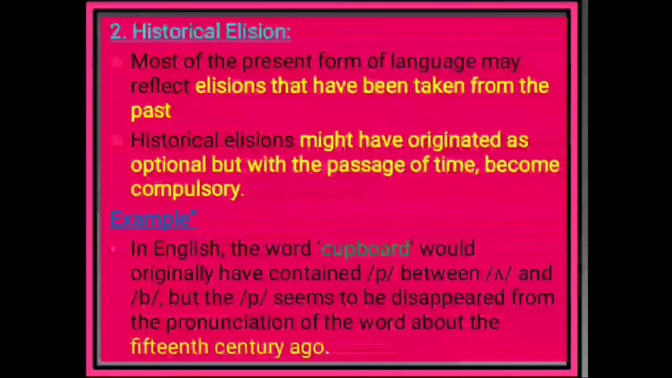The second type is historical elision. Most of the present form of language may reflect elisions that have been taken from the past. Historical elisions might have originated as optional but with the passage of time become compulsory. For example, in English the word cupboard would originally have contained a p between the short sound and the b, but the p seems to have disappeared from the pronunciation of the word about the 15th century ago.